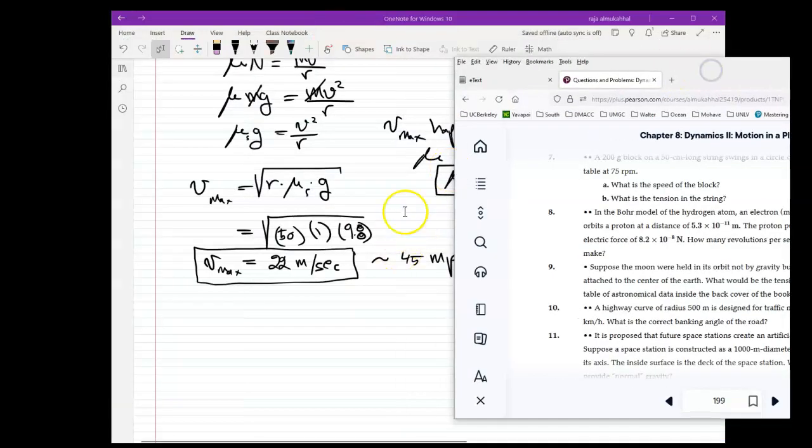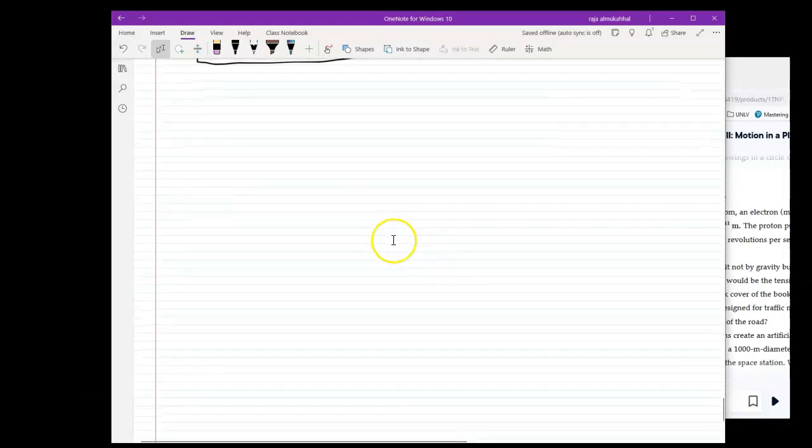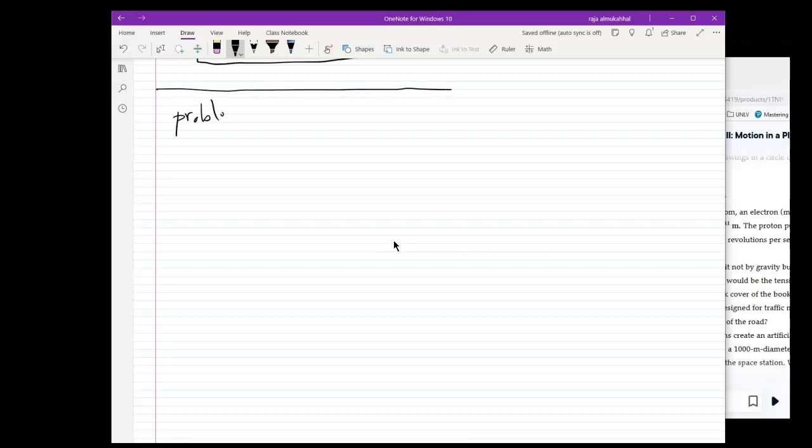All right, let's see what we do. So the Bohr model basically is similar to a solar system model. What Bohr says is that the electron orbits the proton in the hydrogen atom. The hydrogen atom, if you remember, has a nucleus with only one proton. There are no neutrons, and there is only one electron. It's a very simple atom. 75% of the universe is basically hydrogen.